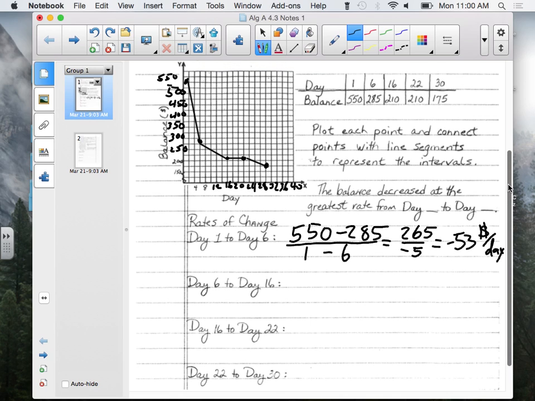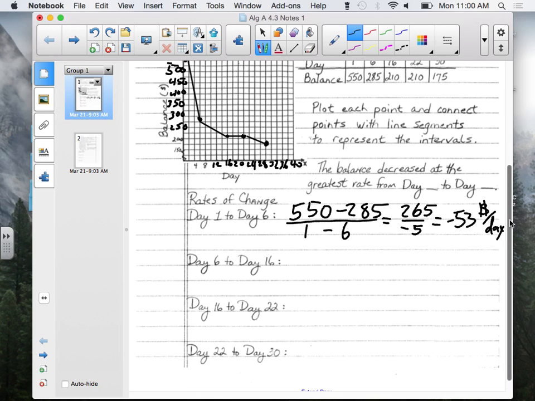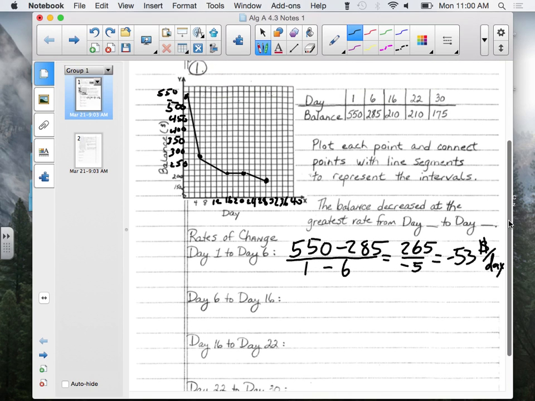We're comparing to see where the biggest rate of change is, right? Because that's what the question's asking for. So, we've only found one. We still have to find 3 more. Okay, where's that represented on the graph, class? Where's that negative $53 per day? Where's that represented on the graph? When it goes down. Yeah, the line. The biggest one.